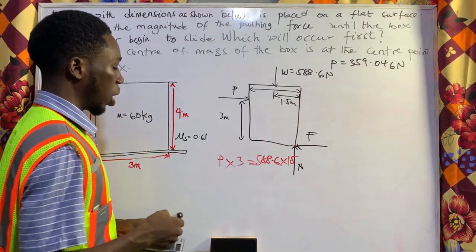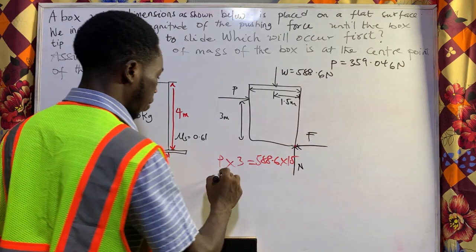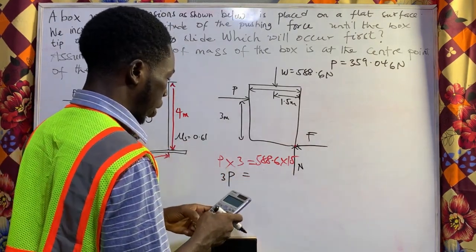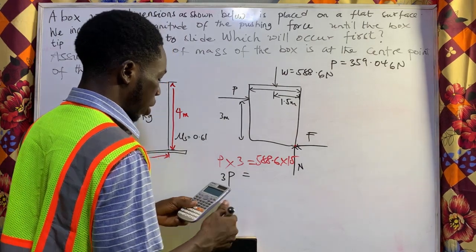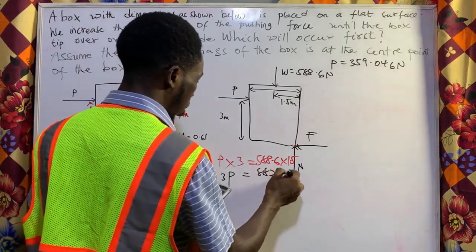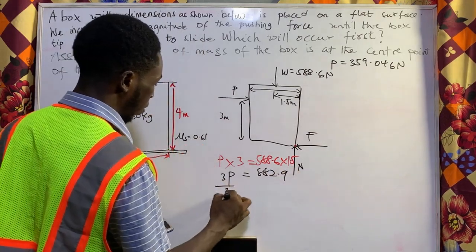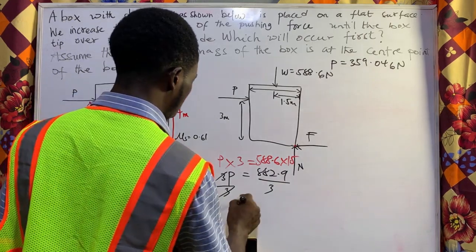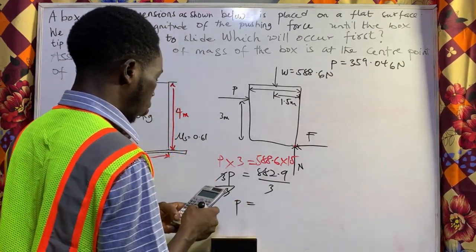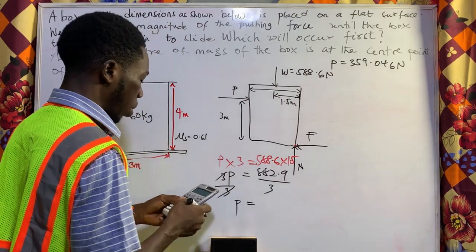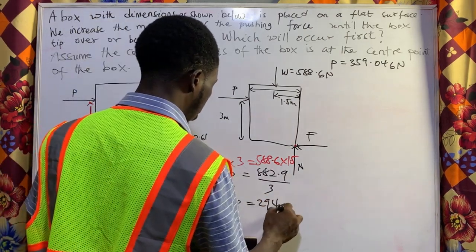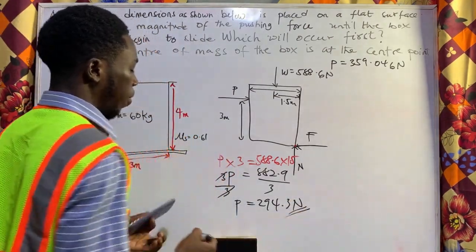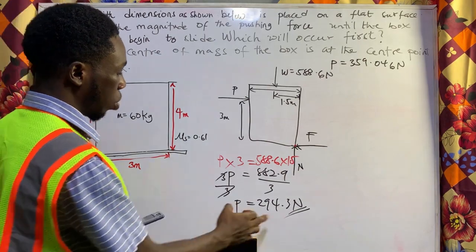So now let's calculate this value here. So we're going to have 3P equals 588.6 times 1.5. This will give us a value of 882.9. So let's divide both sides by 3. So this will cancel out this. So I'm going to have P equal to 882.9 divided by 3. That gives us a value of 294.3 newtons. Okay. So what this means is that before tipping will occur, P must be equal to this value here.